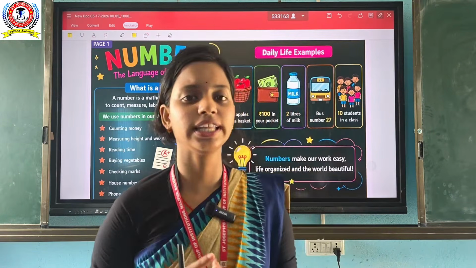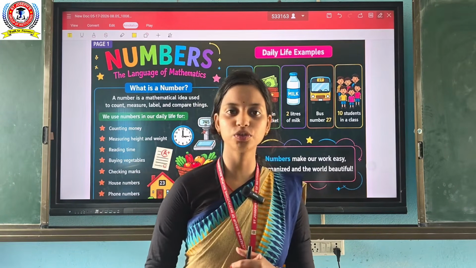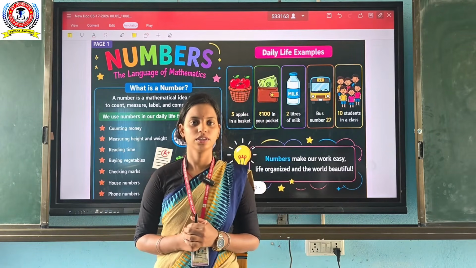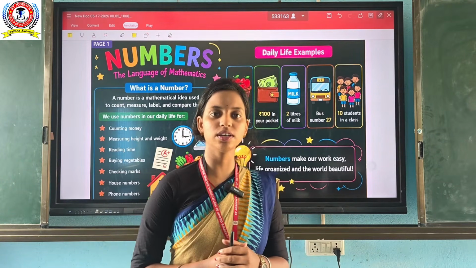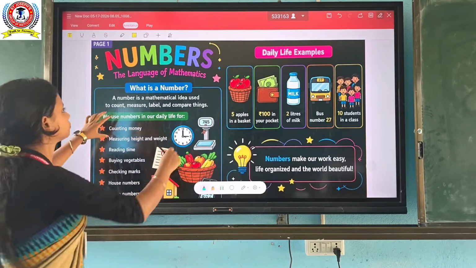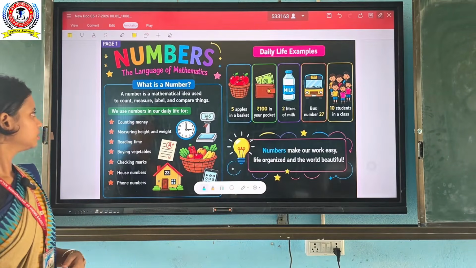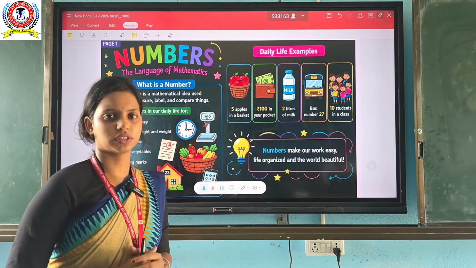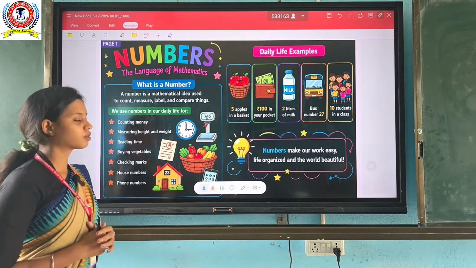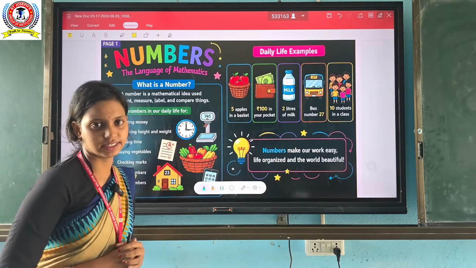When you think about mathematics, what is the first thing that comes to your mind? Oh yes, that is numbers. So today we are going to discuss numbers. So first, what is a number? A number is a mathematical idea that is used to count, measure and compare things.